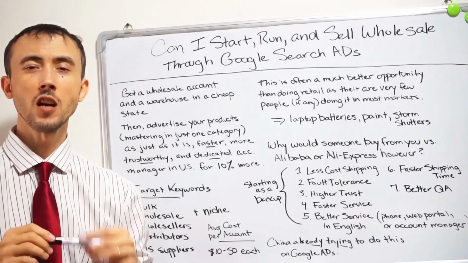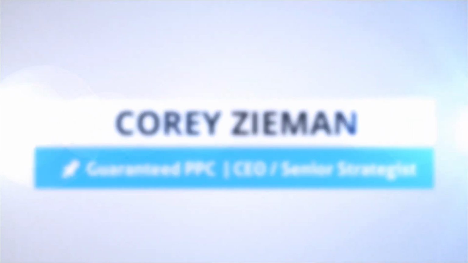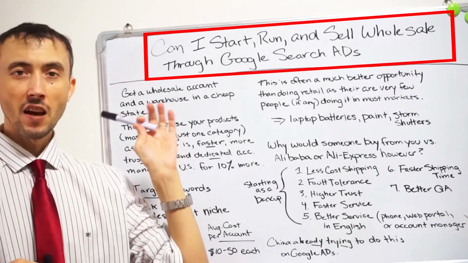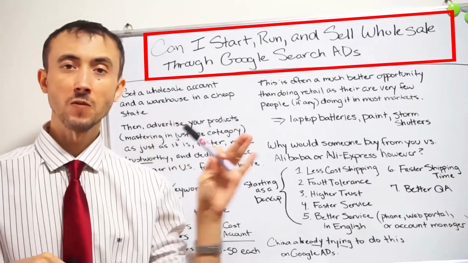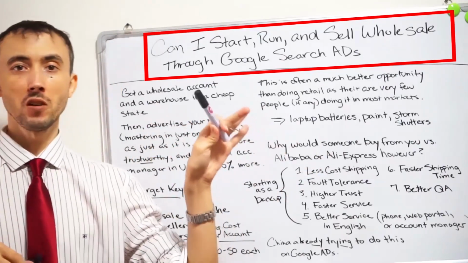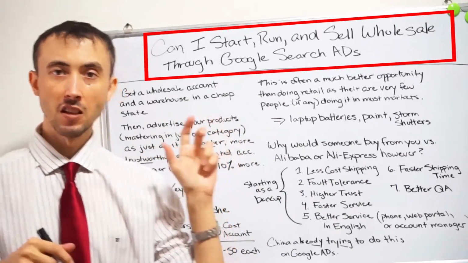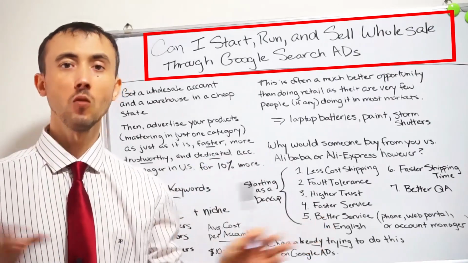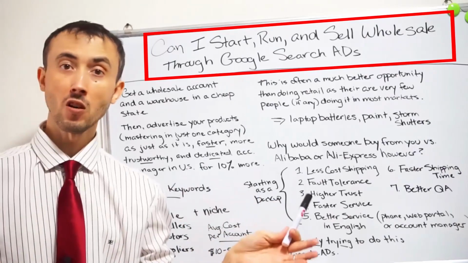Okay, today's video we're talking about wholesale businesses. How can I start and run a wholesale business, specifically by advertising that business on Google Ads or PPC, using Google PPC ads? Finding all the customers and clients you want can be done through Google Ads. I've seen this done quite a few times now. It's wide open for anybody who wants to do this, and for pretty much all niches.